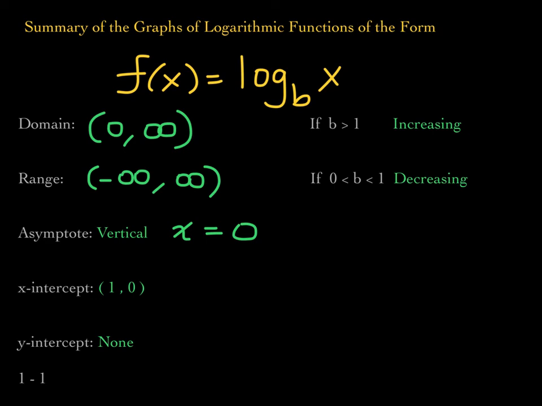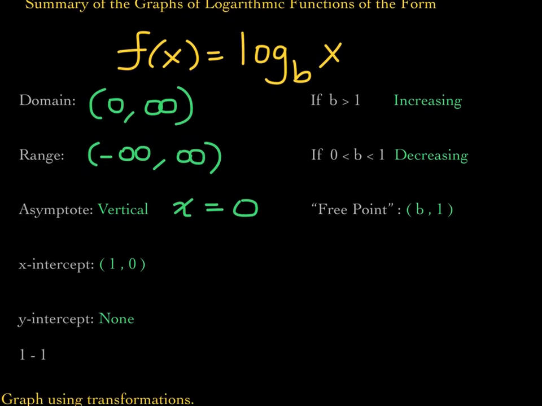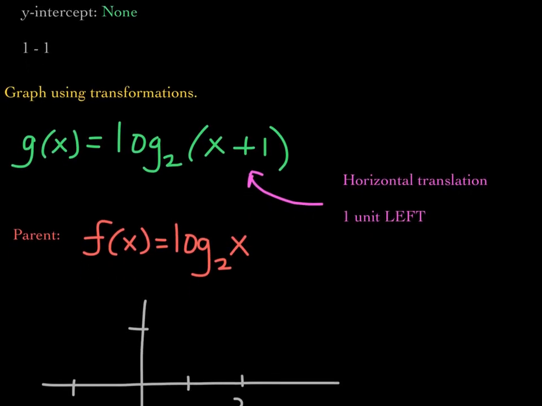I forgot to mention that you always get one free point, well, I call it a free point, on your curve, and that is your base comma 1. So please add this to your notes. And if you want to refer back to the 2 graphs we mentioned, go ahead. But remember that for exponential functions, you had a free point 1 comma the base. Now for log functions it's the other way around: the base comma 1. So now let's go back to our problem. Sorry that I forgot about that.